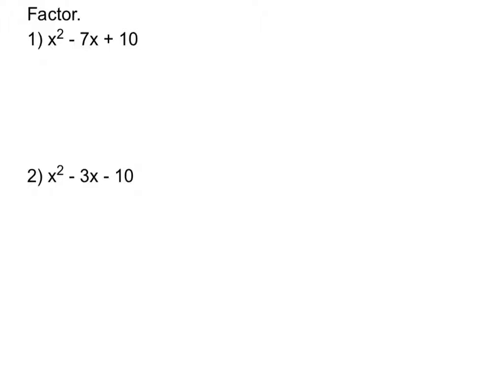Now last time when we did grouping we had to have 4 different terms. And we're going to do the same thing here. We're going to split this into 4 different terms. Well, how do I split this up? If you remember, we have a number 1 in front of this x squared. So what I'm looking for are two numbers that multiply to the product of 1 and 10, which is just 10. So I need a pair of numbers that multiply to 10, and those same numbers also have to add to negative 7.